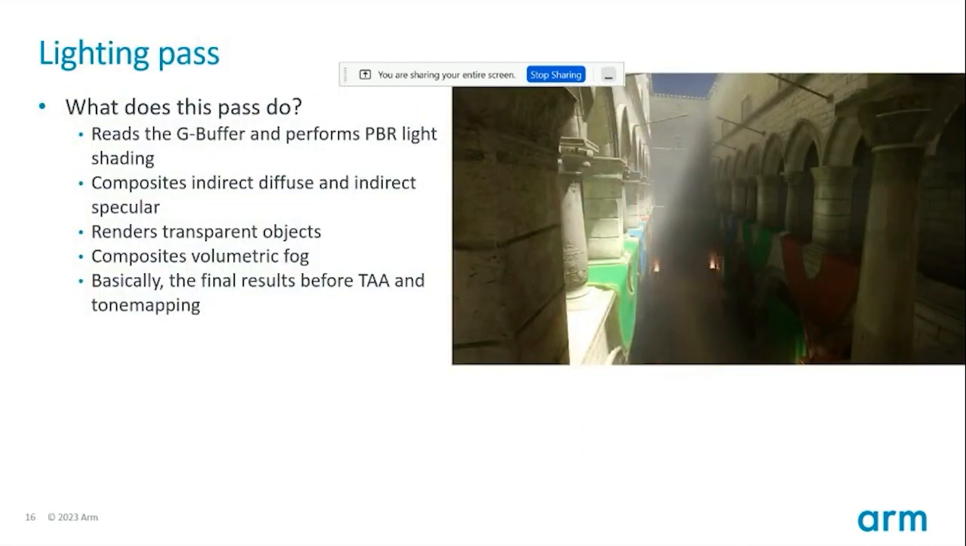The next pass where we applied VRS is the lighting pass. This pass, again, this is a deferred renderer. So this pass will be reading the GBuffer and do all of the light shading for the direct lighting. And this is a cluster deferred. So this is really just a full screen triangle. We have no proxy light geometry. It will also composite the previously calculated indirect lighting. And in the same render pass, we will also render all transparent objects, which have to be done using forward shading. And we will composite volumetric fog. Basically, we will get all of our final rendered results before applying temporal anti-aliasing and tone mapping.